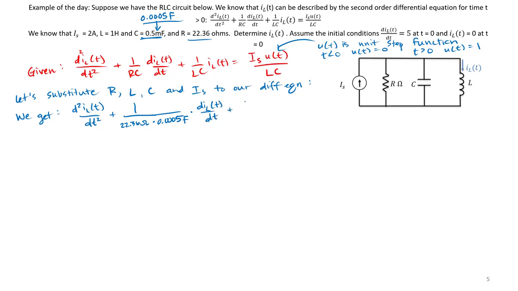And then we have 1 over LC, so that will be 1 divided by our 1 henry times our capacitance, which is, again, 0.0005 farads. And then that will equal our current source IS, which is 2 amperes times U of t divided by LC. So if we simplify, we will get the following equation.